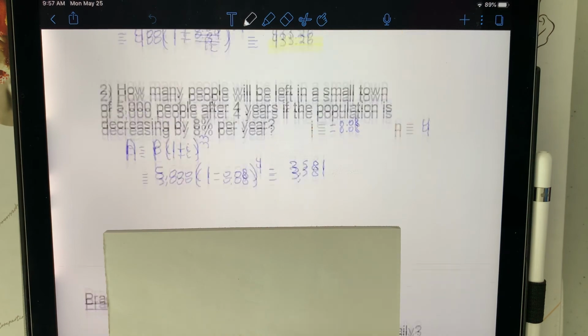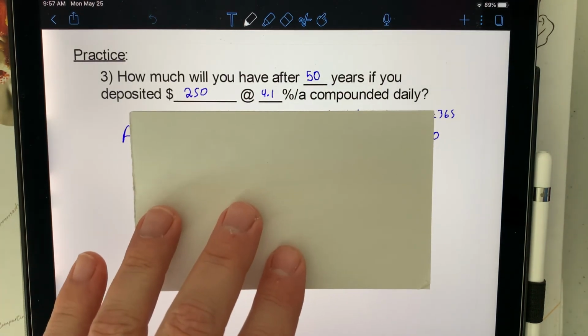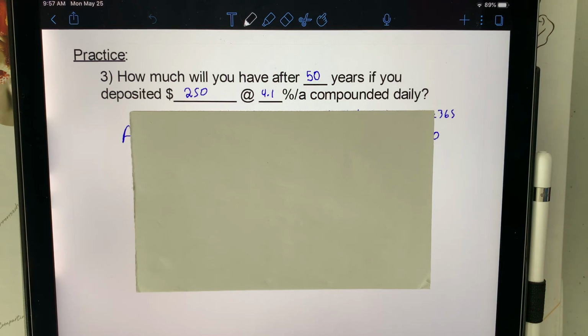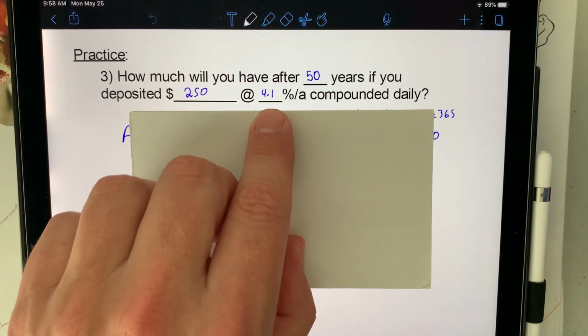Okay, one last one. Let's say we have, how much will you have after 50 years? So if you put some money down now, if you deposit just 250 bucks and you get an annual interest rate of 4.1%, but it's compounded daily. So every day they're going to pay you a little bit of interest. Okay, so we've got to figure out the I first.